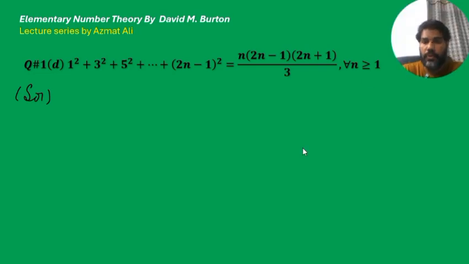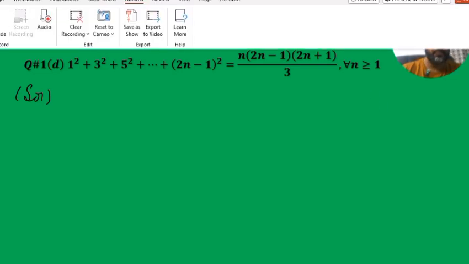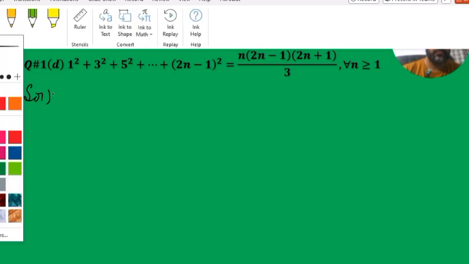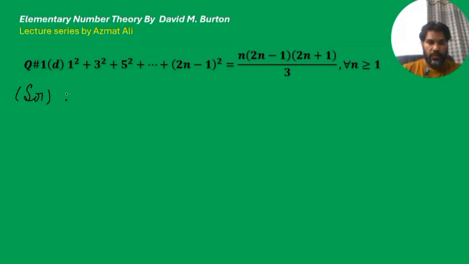Okay, let us discuss part D. Let P(n) be the given statement. This is our given statement, P(n). First step is the base step. So let us check the given statement for n equal to 1.